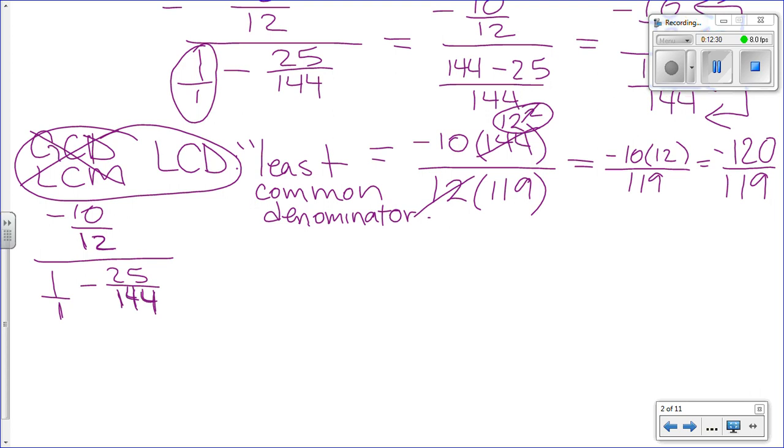GCD or GCF. That's true. GCF is greatest common factor, LCM is least common multiple, and then LCD is least common denominator. So that's what we need. There's no greatest common denominator. We always want the least. Yes.